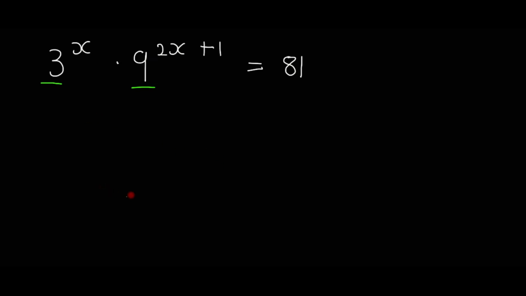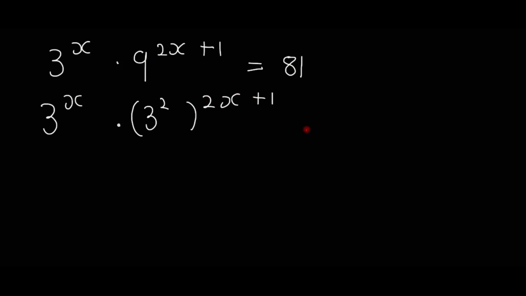In this case you can see that they are not the same, but you can notice that we can change 9, because 9 is equal to 3 squared. So we will change 9 into its prime base. So step number 1 we have 3 to the power x times 3 squared, and then remember that this 2x plus 1 is outside, this is 2x plus 1 and then is equals to 81.